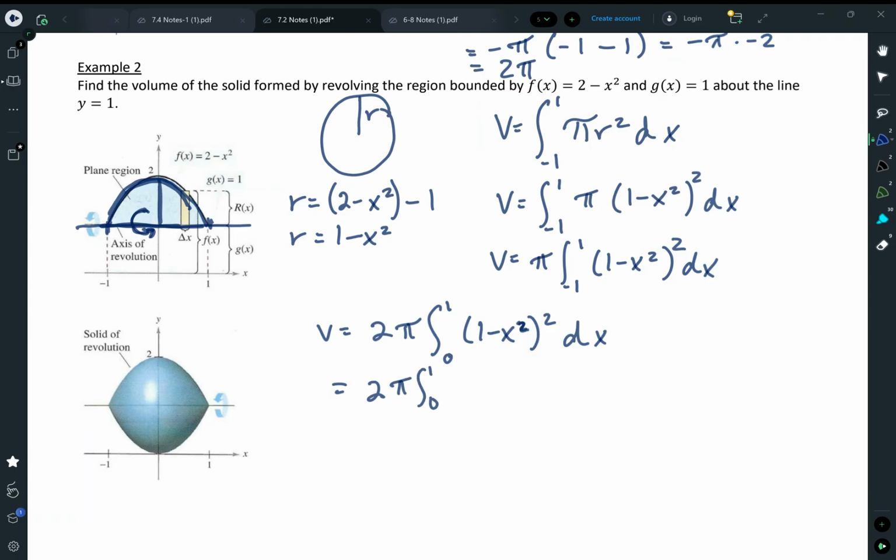I'm going to go ahead and expand this integral. So my 1 squared is 1. I multiply these two together, the 1 and the x squared, and then double it. Plus take my x squared and square, that's x to the 4th.